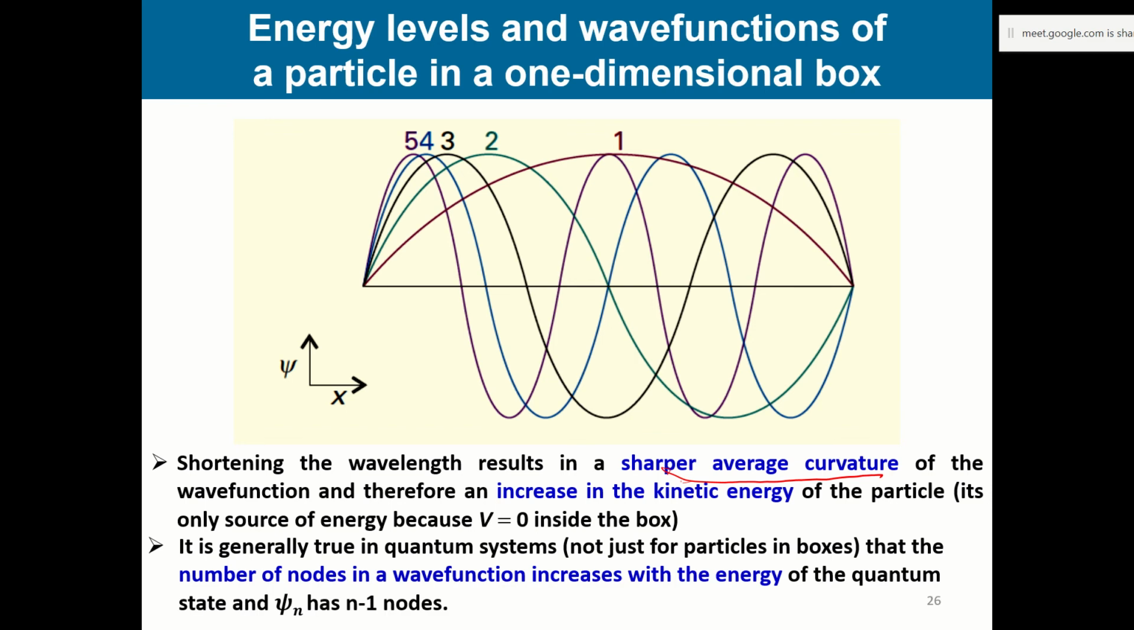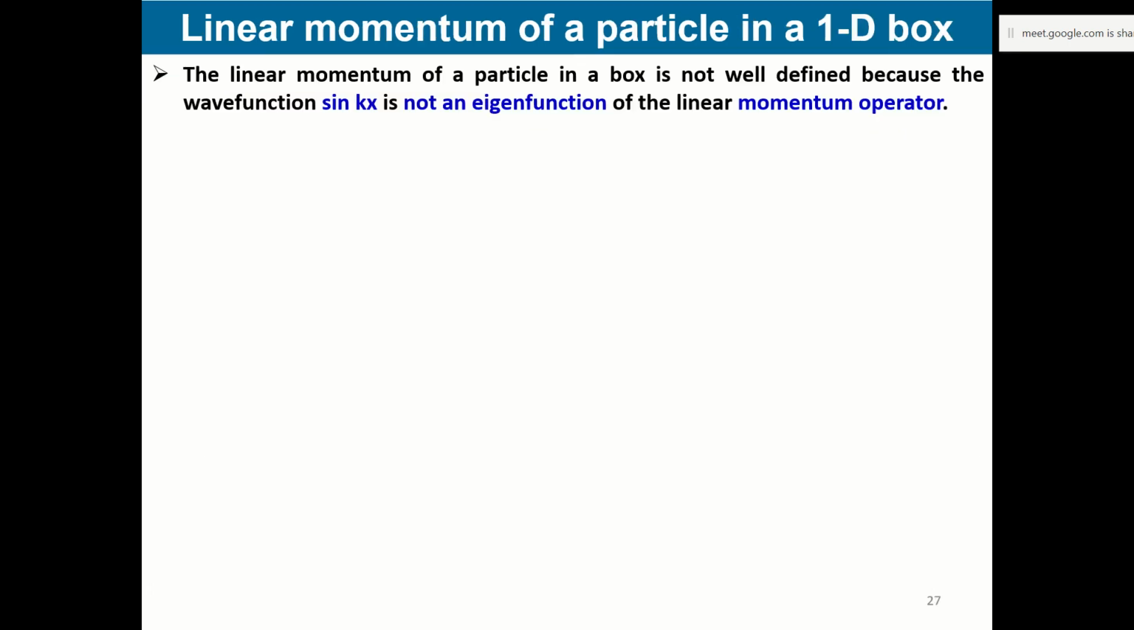And the number of nodes you can see increases: psi n has n minus 1 nodes. Linear momentum of a particle is not well defined for any function having sine kx, because sine kx is not an eigenfunction for the momentum operator. So this is something you should check.